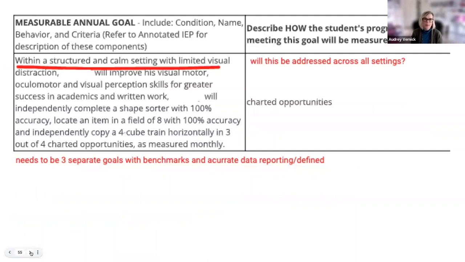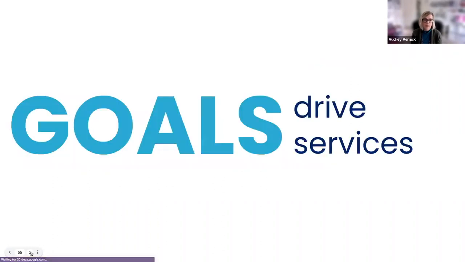Here's an example. Within a structured and calm setting with limited visual distraction. So this says to me that when he's in a quiet room without any visual or auditory distraction, he can do this. But what about in the classroom, which is noisy and busy? What about at a birthday party when they're playing Pin the Tail on the Donkey? Think about the different settings, right? So this is not, to me, being addressed across all settings. And again, I would want to see this broken into 3 separate goals with benchmarks and accurate data reporting defined, okay? So this is just an overview on goals.